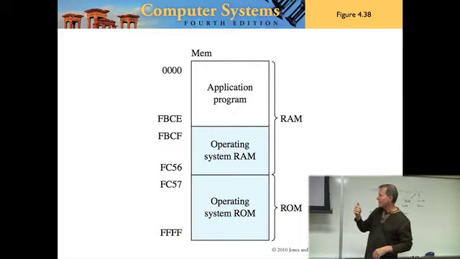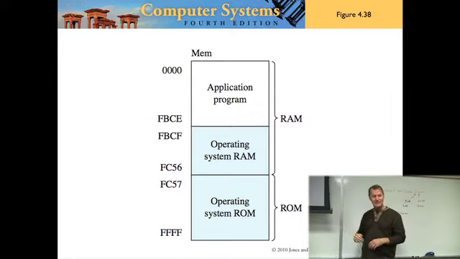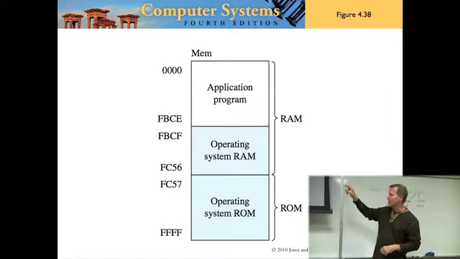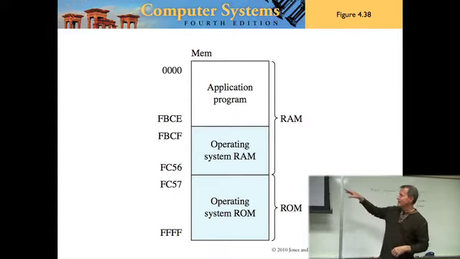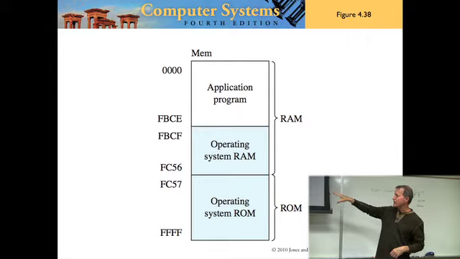56, 57, 58, 59, 5A, 5B, 5C, 5D, whatever. But anyway, it's not very much. I think it's just like 100 or something like that. 120, I don't know. Anyway, it's relatively small. Most of it is the operating system ROM.